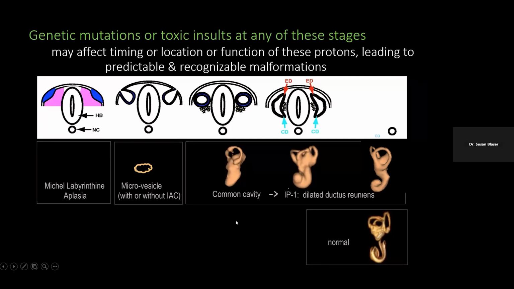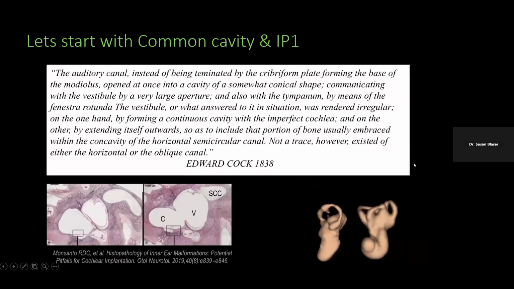These are pretty easily identifiable in fetal MRI. These particular three or four images are done on a CT reconstruction, and this particular one is a fetal MRI of a normal specimen. Now let's start with common cavity because that's where we're going to start. And both of these structures were actually described back in 1838 by Edward Cock. He basically talks about the fact that the auditory canal opens into a cavity, and that particular cavity is not separated. So you've got a continuous cavity between the cochlea and the vestibule.